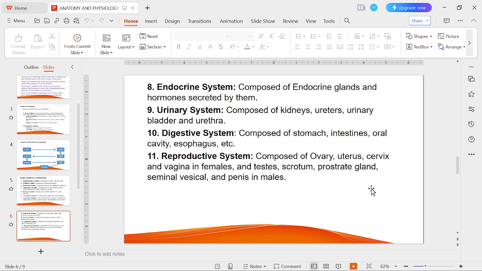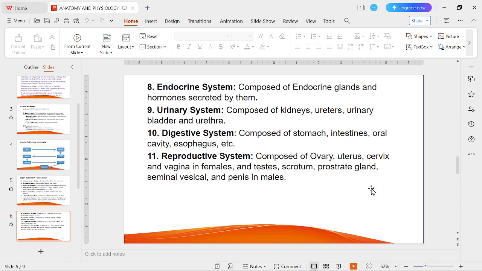The eighth one is the endocrine system, which is responsible for the secretion of hormones. There are basically two types of glands in the human body, endocrine glands and exocrine glands. Endocrine glands are the ones which secrete hormones. For now you can just cram it up that endocrine glands secrete hormones directly into the blood, and exocrine glands are the ones which secrete enzymes, and enzymes are secreted into the ducts. Through ducts they reach their target organs. In endocrine glands, hormones reach the target organs through blood only. So for now you can cram it up.